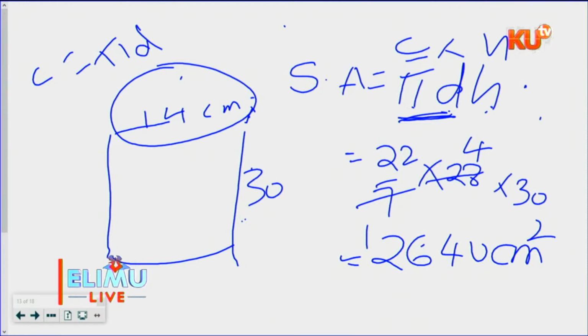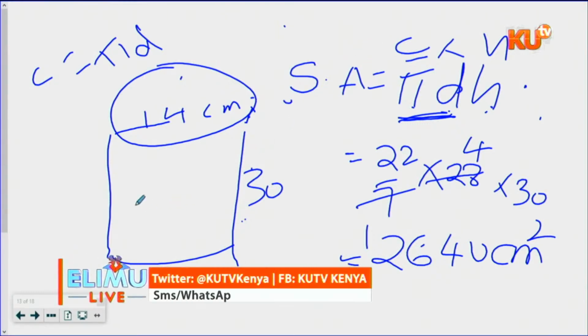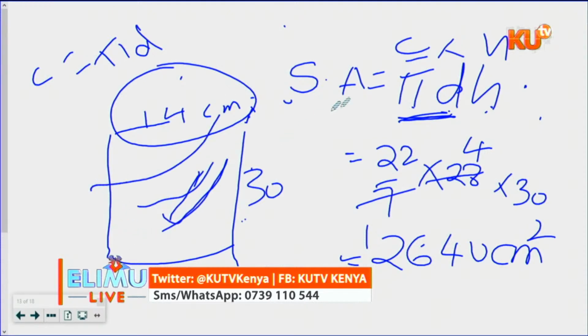2,640 square centimeters. I will go over the question again so that we understand better. This one was painted white, and that one simply, it is the curved part. This curved part was painted white. So we say surface area of curved part is equal to circumference times height.